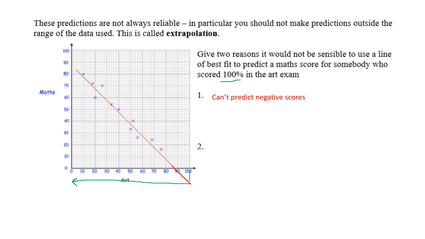The second problem is that the data itself starts at an art score of about 10 and ends at an art score of about 78. There is nothing outside that range, so we don't know what happens over here. The data probably flattens out, or it might go back up, or it might spring backwards, who knows. This idea of making predictions beyond the range is called extrapolation, and we don't want to do that.